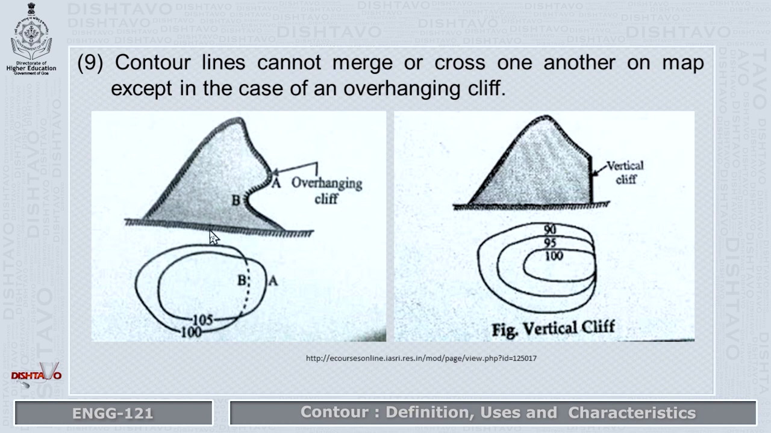Next characteristic: the contour lines cannot merge or cross one another on the map except in a few cases. In the case of an overhanging cliff, here it crosses. It is an important characteristic of this line. Also in the case of a vertical cliff, here the contour lines coincide with each other. The 100, 95, 90 lines coincide because it is completely 90 degrees to the ground.